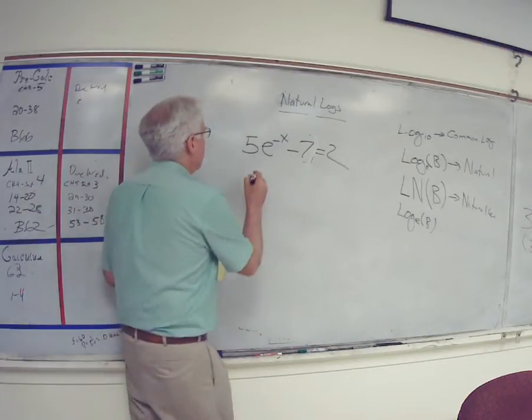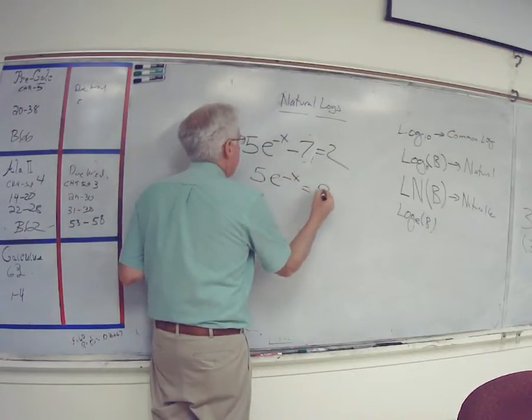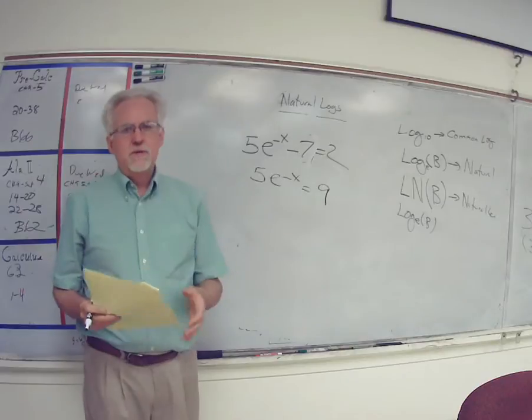So what's some stuff I can do right now? Add 7 to both sides. So 5e to the minus x is equal to 9. Okay, Jaden, what would you do now?